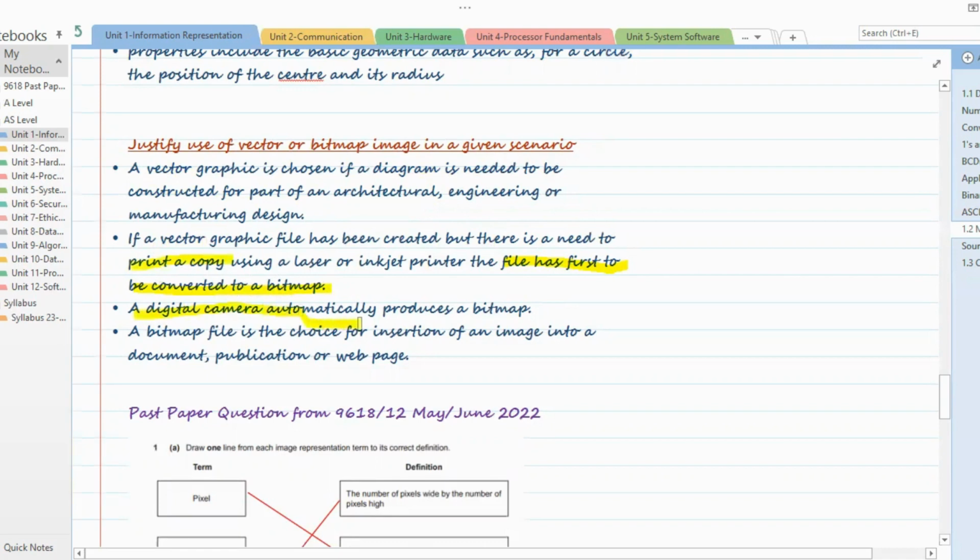A digital camera automatically produces a bitmap. So if you are given a scenario where it is mentioned that some person is clicking pictures using a digital camera, what type of image is produced? Very clear that a bitmap image is produced in such a case, right? A bitmap file is the choice for insertion of an image into a document, publication, or web page. Whenever there is a situation related to documentation, publication, or web page creation, your answer should be that a bitmap image is suggested to be used, right?